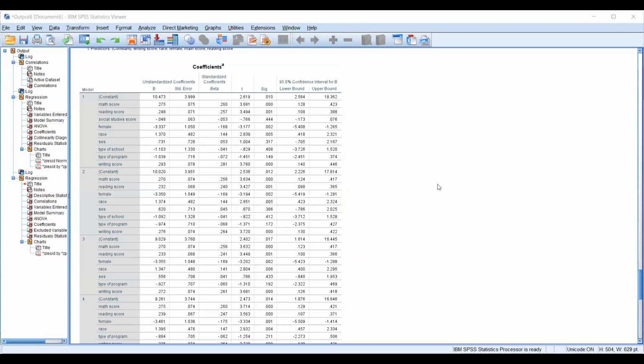Okay, so what is happening? People are writing something, let me see. Okay, nothing related to this output.